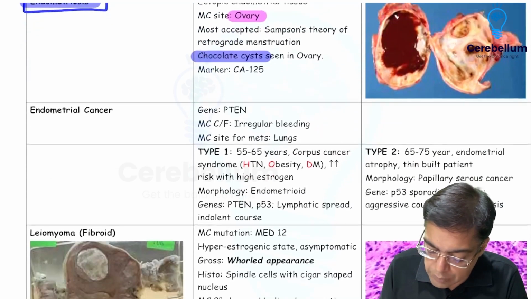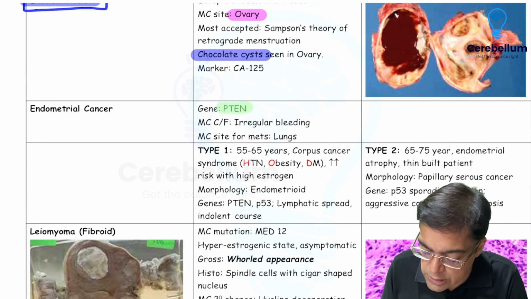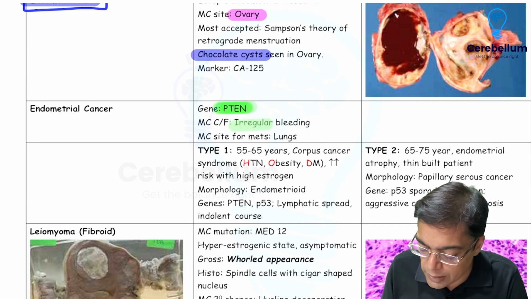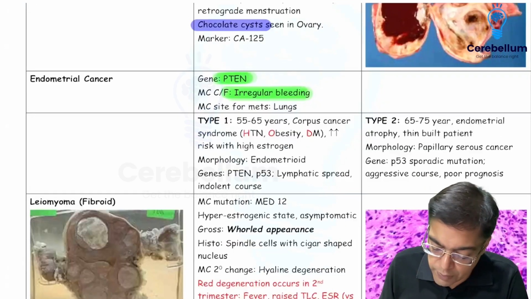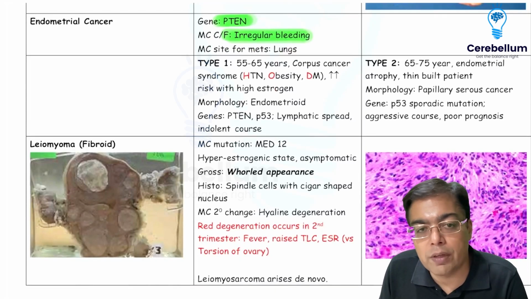We are going to be talking about endometrial carcinoma, which can be associated with a gene like the PTEN gene, and it has a clinical presentation in the form of irregular bleeding. There are two variants of endometrial carcinoma, the type 1 variant and the type 2 variant.